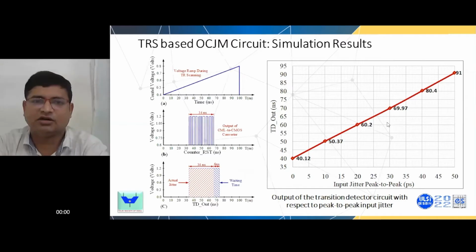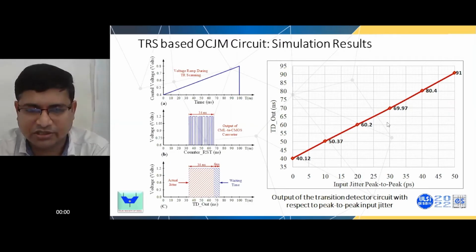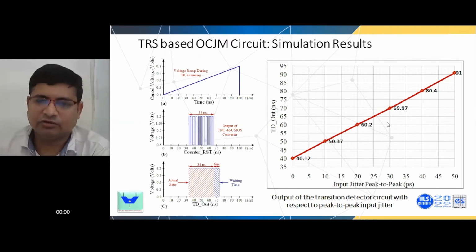So this is the result of that circuit. Here we are increasing, ramping, the control voltage. This 34 nanosecond is nothing but the pulse width after the pulse generator. Whatever that is, 34 nanosecond, that is fixed. We can say this is the offset jitter. And the 6 nanosecond in the third plot is the waiting time, because we are waiting for some time, checking whether any other jitters are there or not.